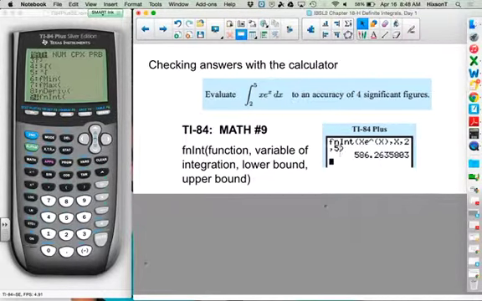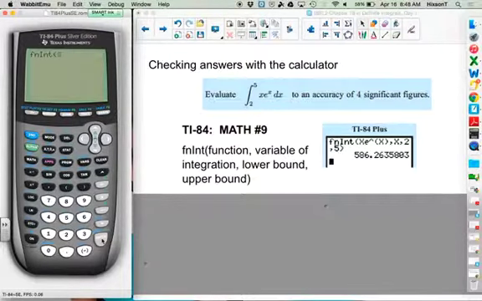Okay, now here's an example for this problem, and here is what this function takes. So you're going to hit enter, and on fnInt, you're going to type in the function with the x, okay? So x times e to the x power, and close my parentheses, all right? So notice the first thing you input here is the function itself.